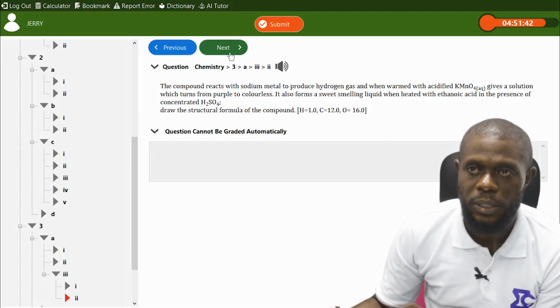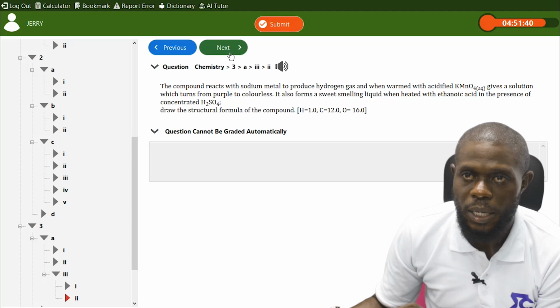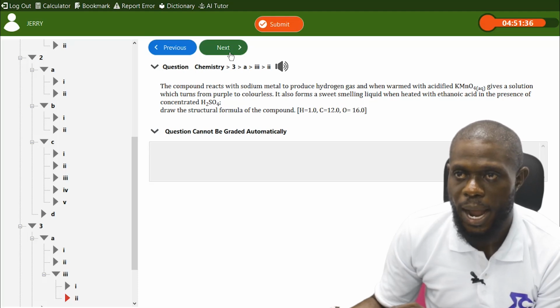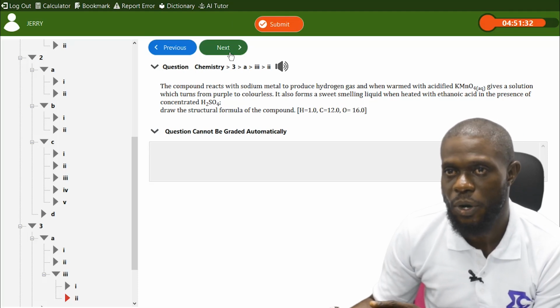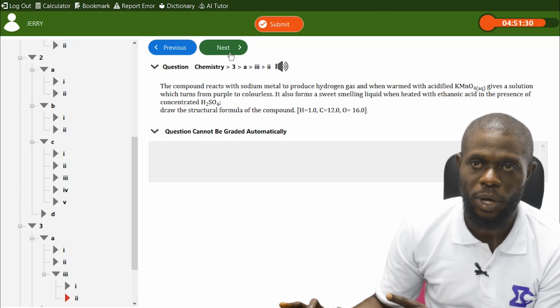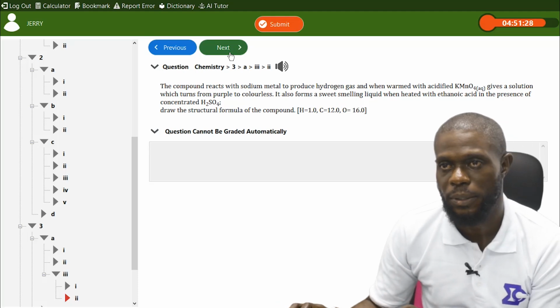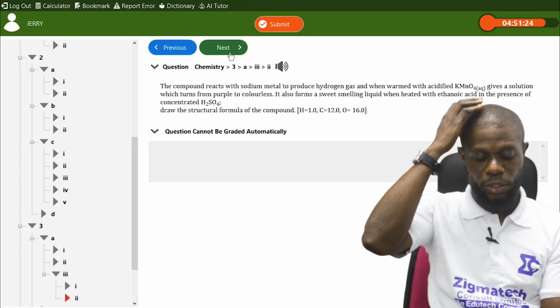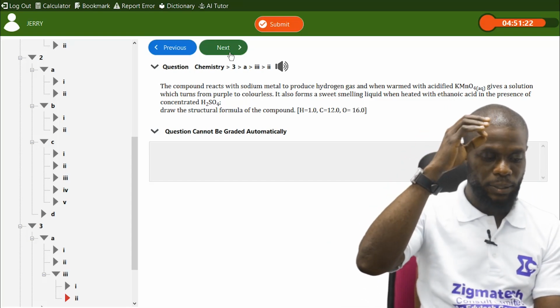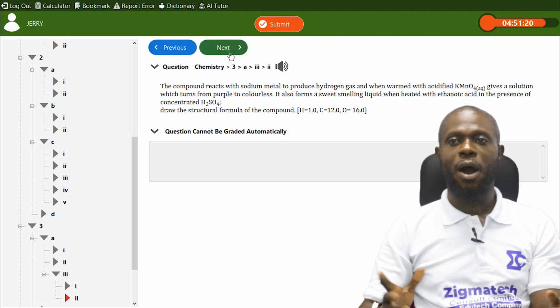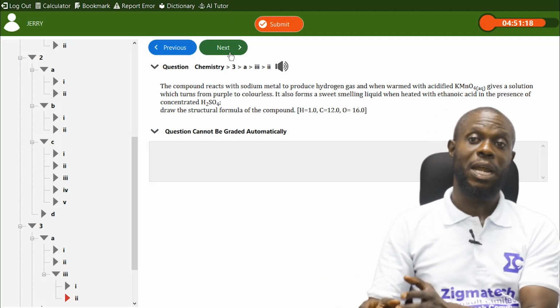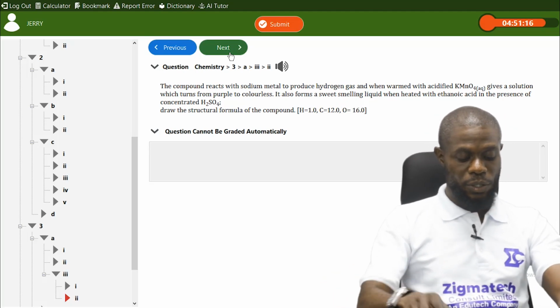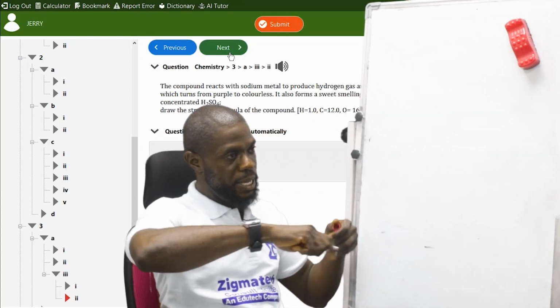The next question is, the compound reacts with sodium metal to produce hydrogen gas and when warmed with acidified potassium permanganate, okay, the same question. They just say draw the structural formula of the compound. H is 1, C is 12, and O is 16. Just draw the structural formula of the compound. Now they're trying to draw the structural formula of the hydroxide, because that's the hydroxide that was formed. So therefore, the structural formula is simple.